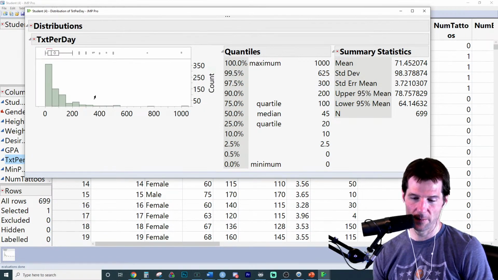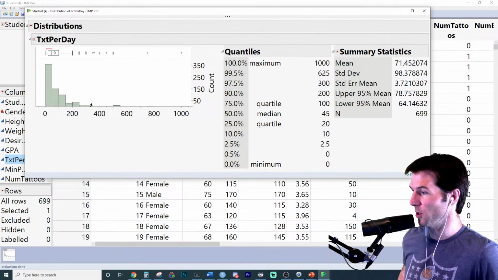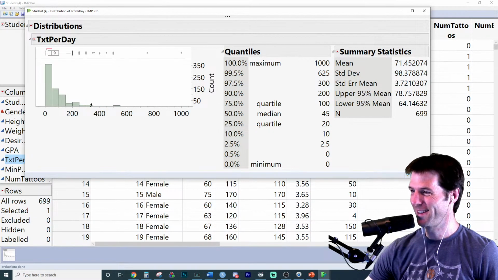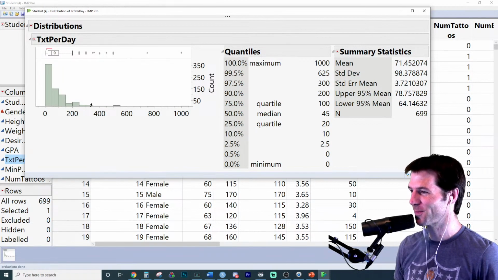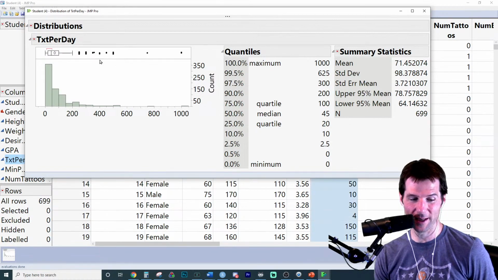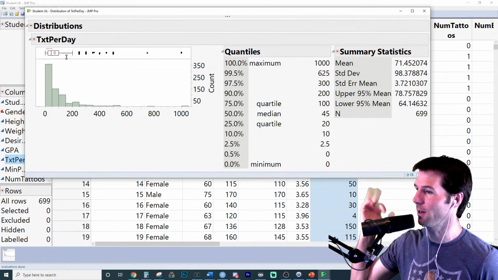So when we look at this right here, what is the proper measure of center and spread for this distribution? Mine has a box and whiskers. Yeah, it'll do a box and whisker up here. That's perfectly fine. It should look something like this right here.